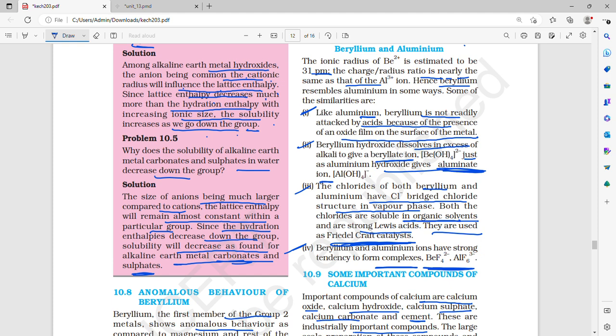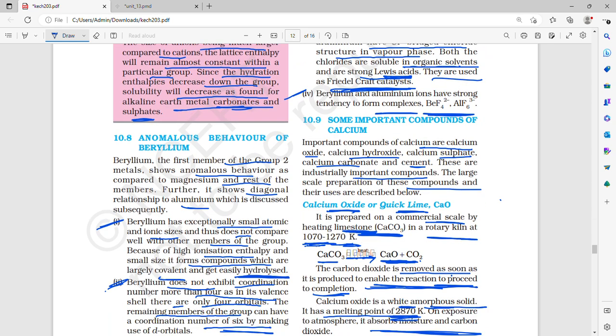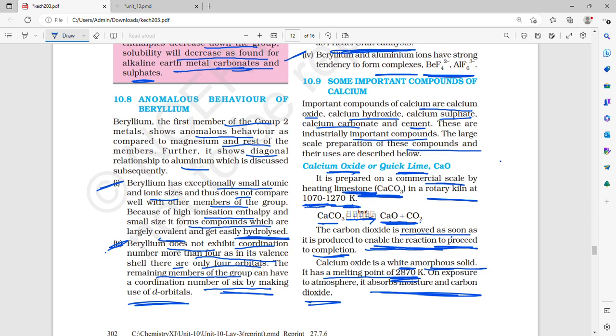Beryllium hydroxide dissolves in excess of alkali to give the beryllate ion, just like aluminium hydroxide gives the aluminate ion. The chlorides of both beryllium and aluminium have a chlorine-bridge structure in the vapor phase. Both chlorides are soluble in organic solvents, and both are strong Lewis acids. They are used as Friedel-Crafts catalysts. Beryllium and aluminium ions have a strong tendency to form complexes.